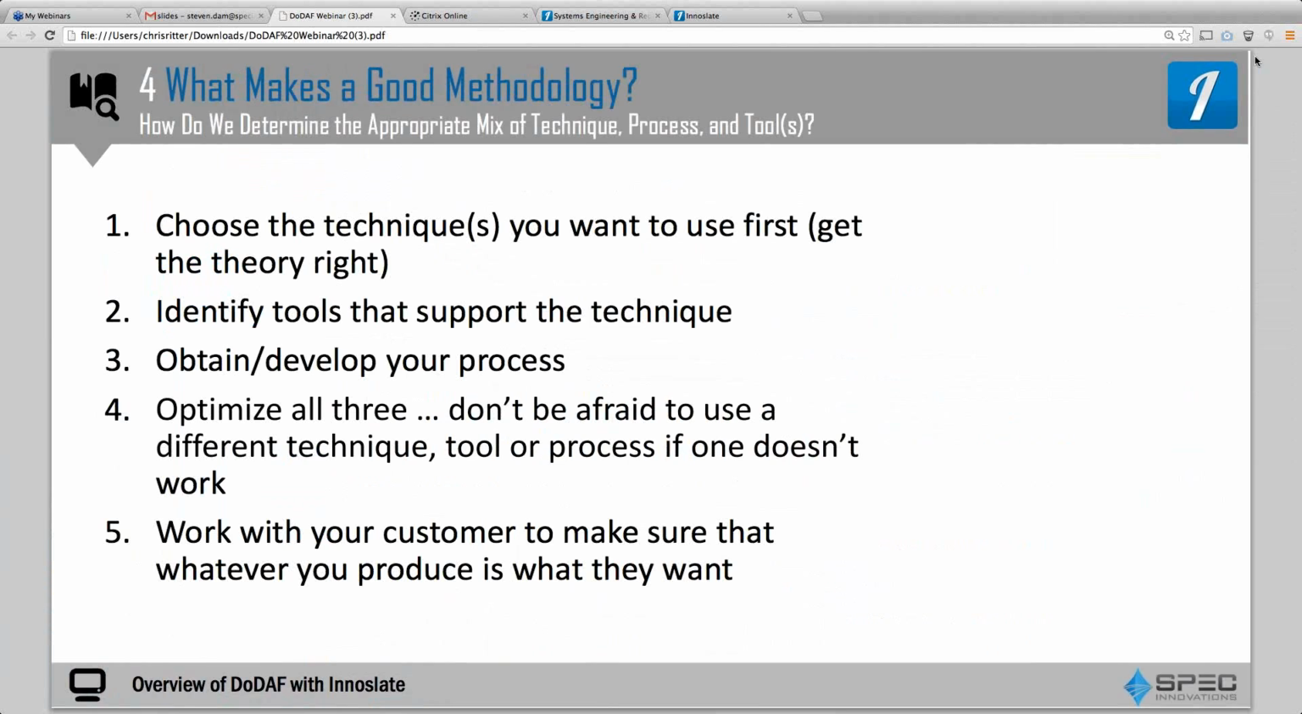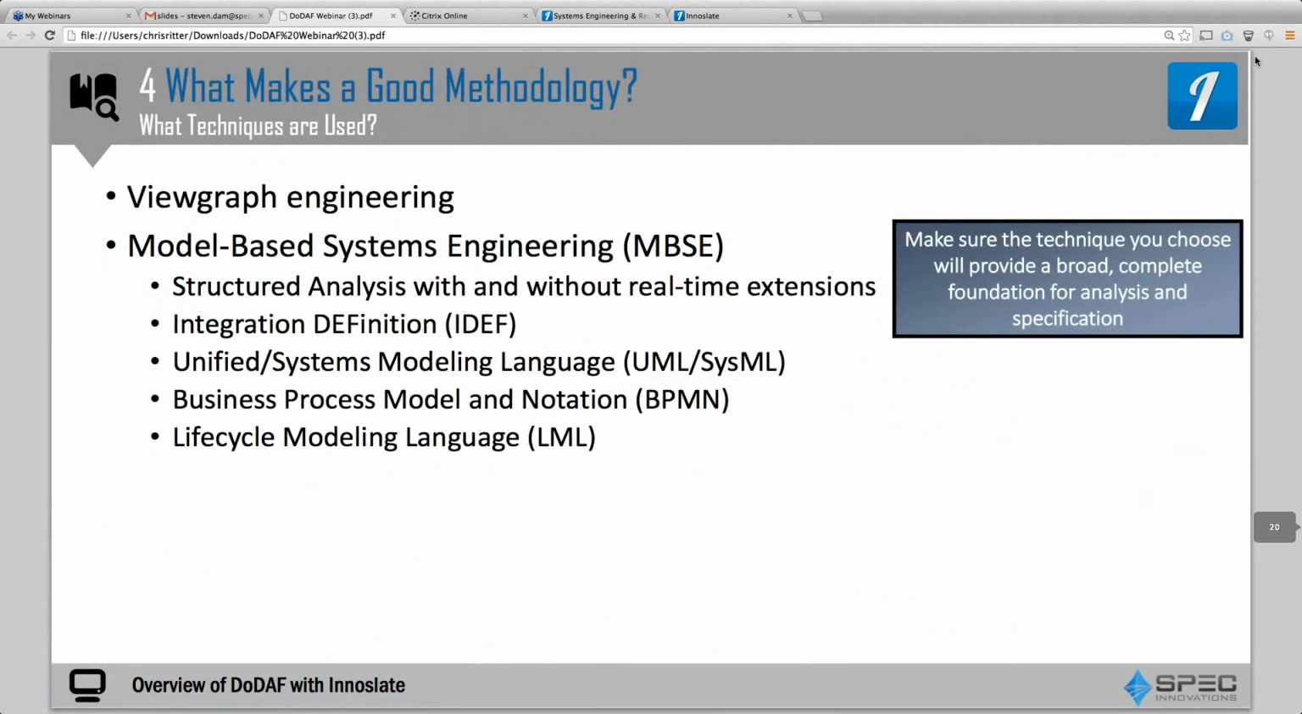Then also work with your customer. Make sure that you're producing what they want, because if you're not doing that, you're not making your customer happy. Nobody's going to be happy when you finish that. Okay, so what's a good technique?